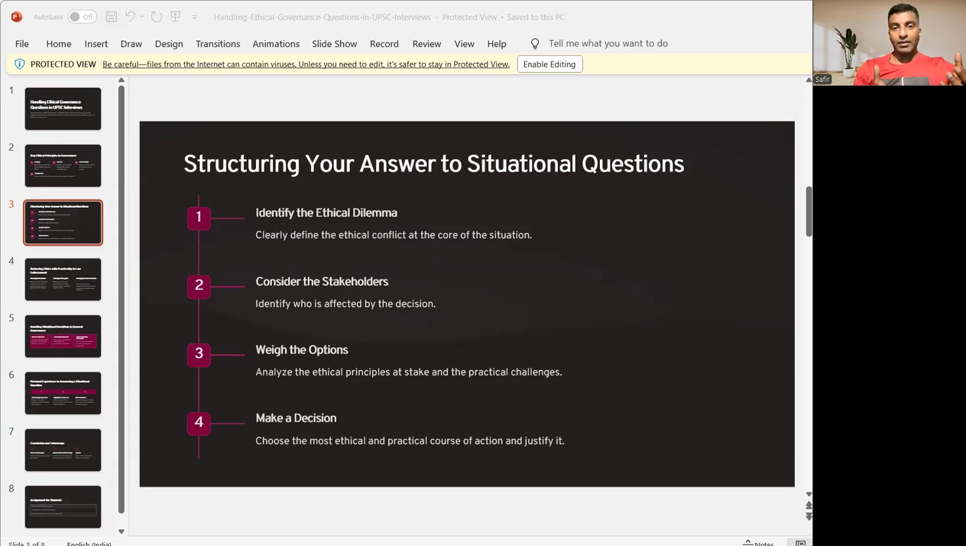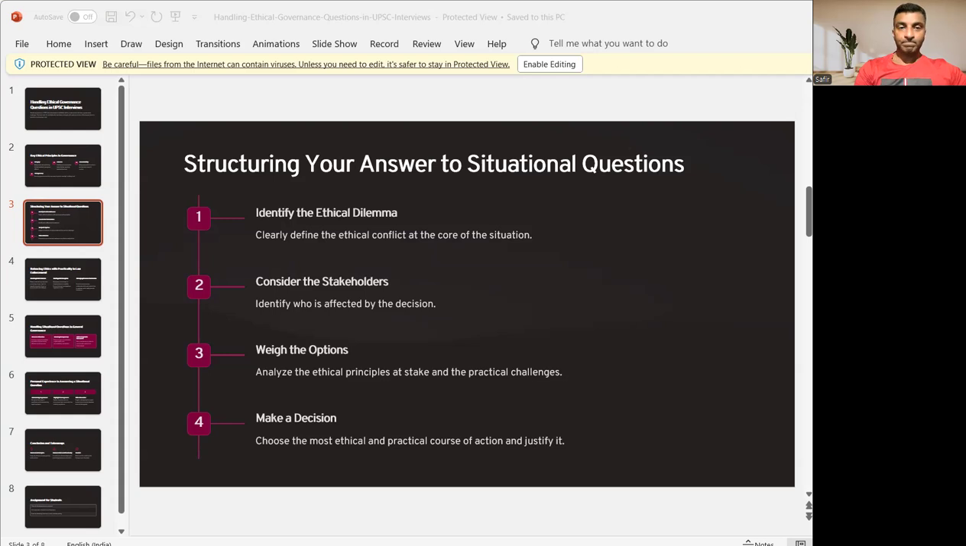Again, now weigh the ethical and practical options. So consider the different courses of action. What are the ethical implications of each option? And what are the practical challenges that you come across? Sometimes you may have to choose between doing what is ethically right and what is immediately practical.